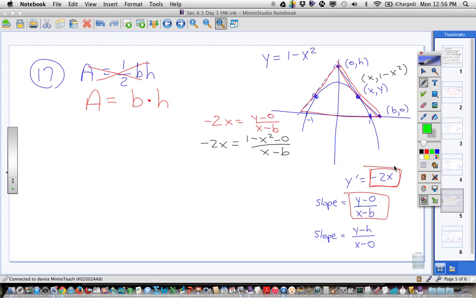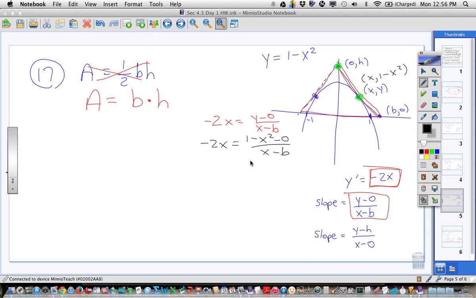But then we could do the same thing with this point and this point, right? We could take these 2 points and do a slope. That's what I did down here. I can take these 2 points and do a slope, and that's also got to equal negative 2x. And then I can solve for h. Okay, that's what we're going to do. All right, so back to this.